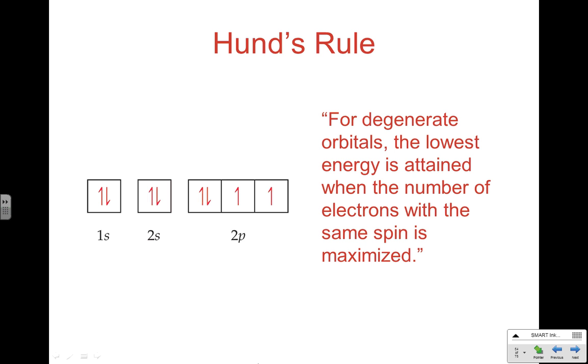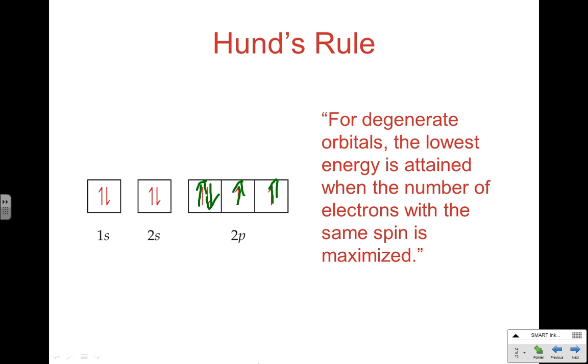Now, Hund's rule, I said we'd talk more about this briefly. For degenerate orbitals, that means a sublevel, the lowest energy is attained when the number of electrons with the same spin is maximized. In other words, we put one electron in each of these apartments. So the first electron in would go here, then the second electron in would go there, and then the third electron in would go there before any of these three equal energy orbitals gets a second electron.